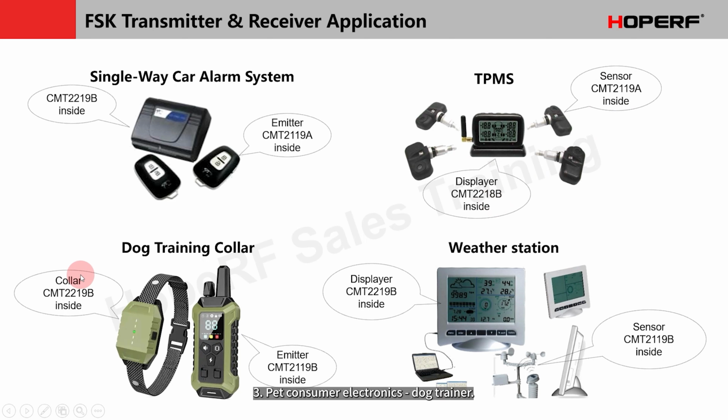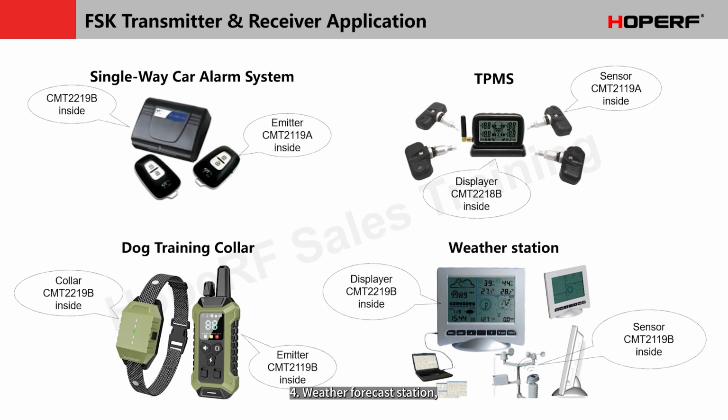3. Pet consumer electronics, dog trainer. This belongs to pet consumer electronics. The dog collar is a receiver. CMT2219B can be used. The handheld device is used for transmission, so it is a transmitter. CMT2119B can be used. Plus 20 dBm high power version. It can achieve a longer remote control distance. CMT2119A can also be used, with a slightly lower power of plus 13 dBm. It means a relatively shorter distance.